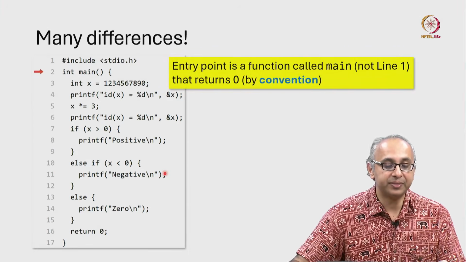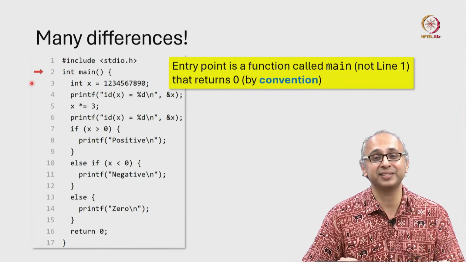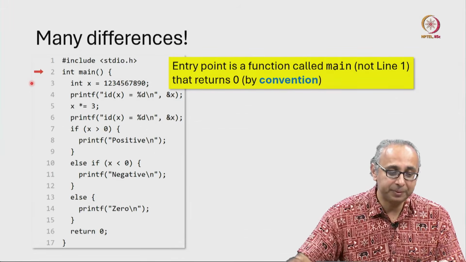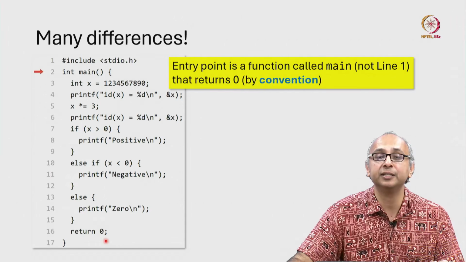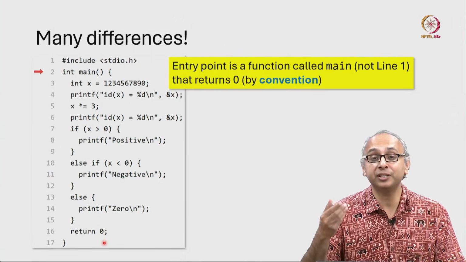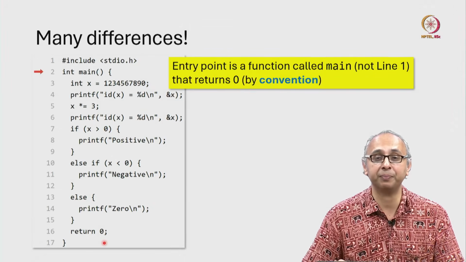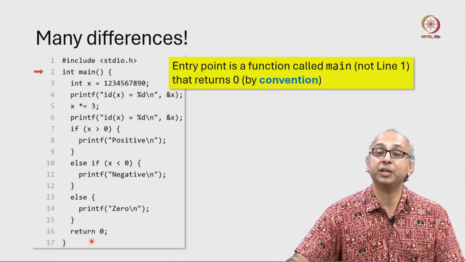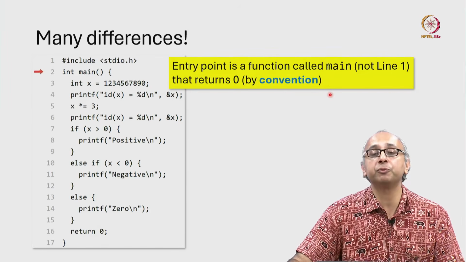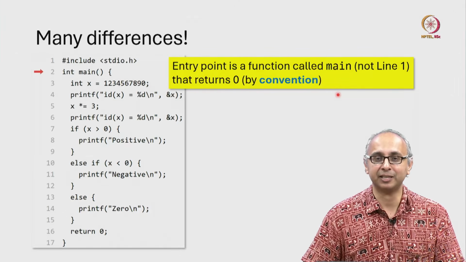Next, we have seen that the entry point to a C program is not line 1 as it is in a Python program. It is the main function. And that main function must return the integer 0. This is the value that gets printed when you do echo $? after running your C program. If you change this value to a 1, then your echo $? will return the value 1. But by convention, we will return the value 0 to indicate that our program completed successfully.